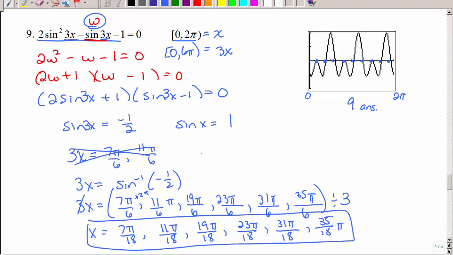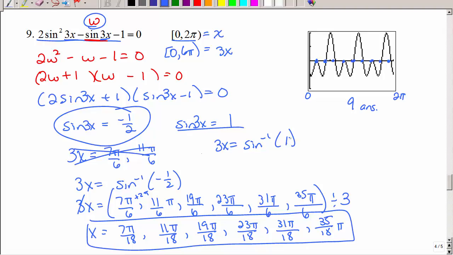But am I done? No, that's only 6 answers from there. So I'm going to have 3x equals the inverse sine of positive 1. Well, when is the sine equal to 1? At pi over 2 the first time around the circle, 5 pi over 2 the second time around the circle, and then go one more time and we get 9 pi over 2.